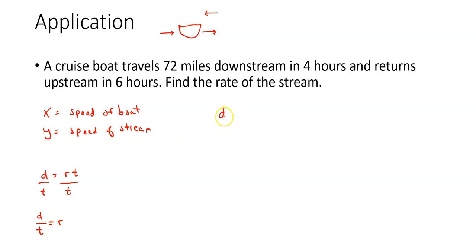So let's do this for going downstream, and let's do it for upstream. The rate of the boat plus the rate of the stream equals the rate at which they traveled. So the rate of the boat is x. The rate of the stream is y. They're going in the same direction. How long did it take them? It took them 4 hours to go 72 miles.